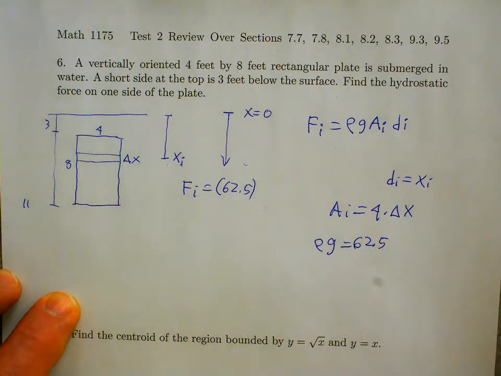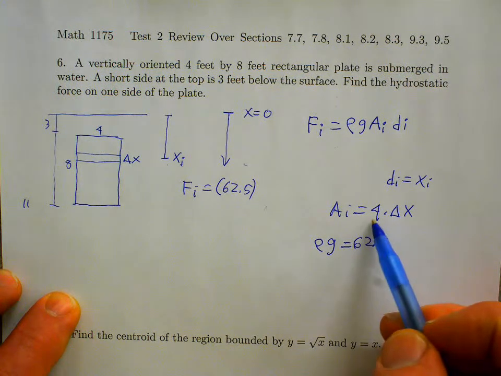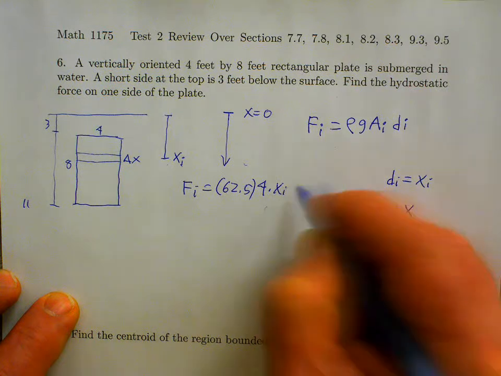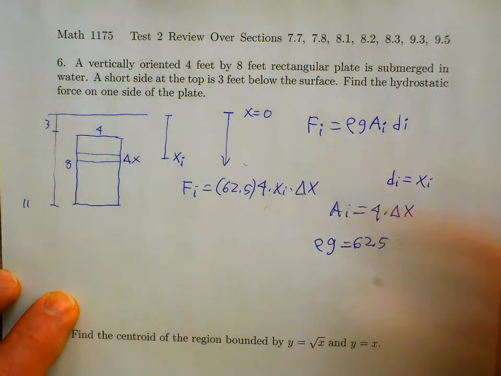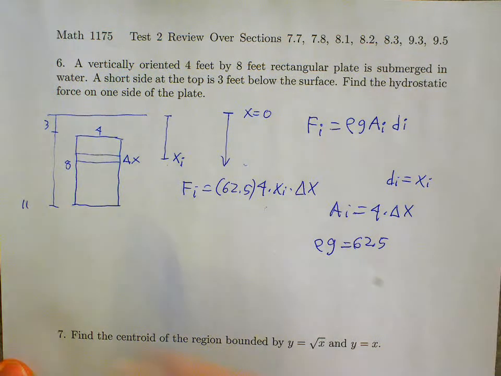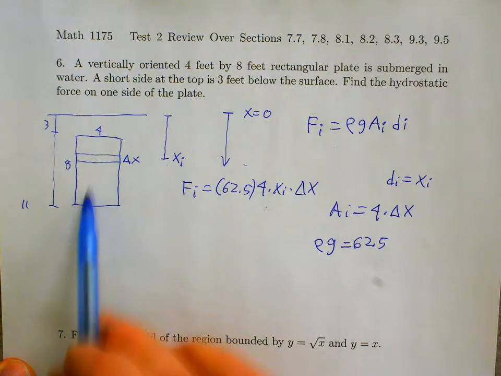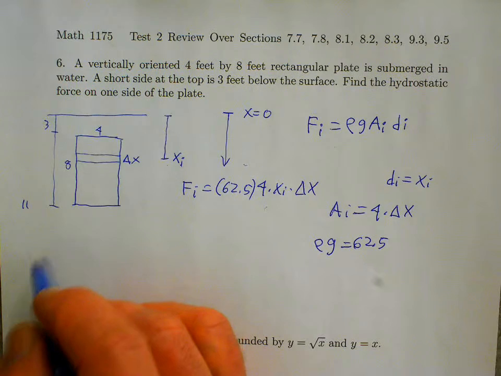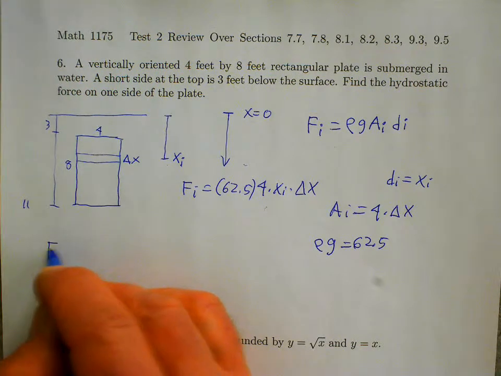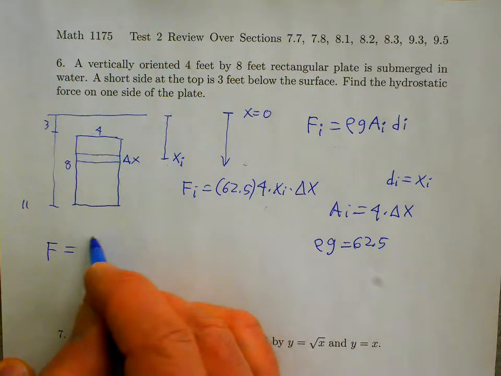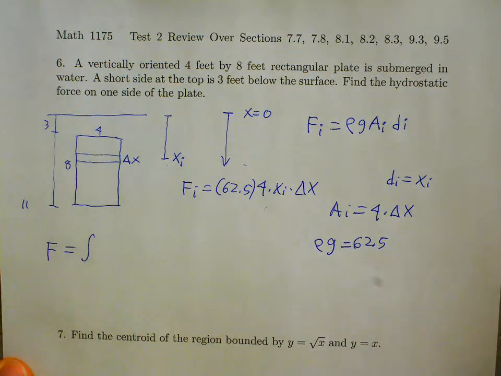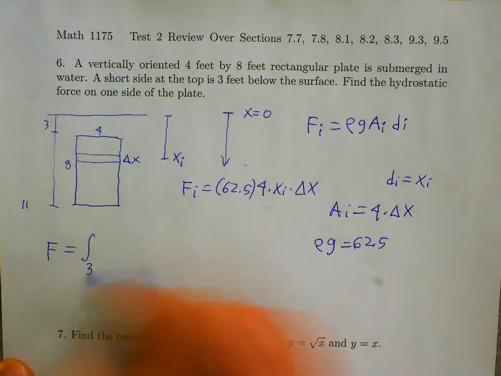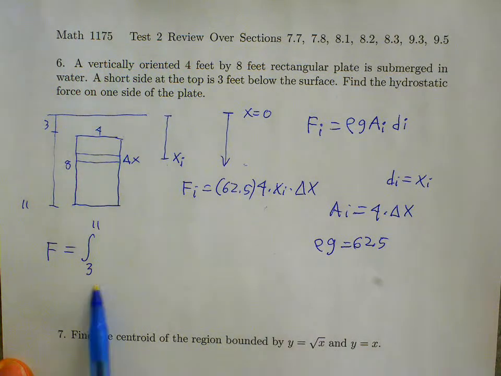62.5. We'll write 4 times x sub i times delta x. And if we do that for all of the rectangles, and then take the limit, then the hydrostatic force is the definite integral from 3 to 11.